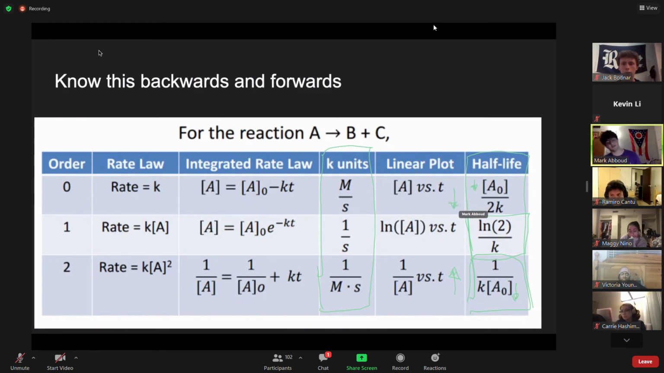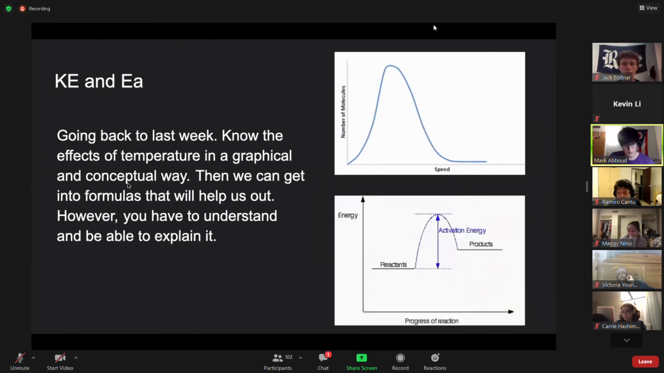So you can see that there's a lot of really interesting relationships you can see through these graphs and through these formulas. So it's important that you look through them and understand them. I believe this is the last slide. So I just wanted to go back.